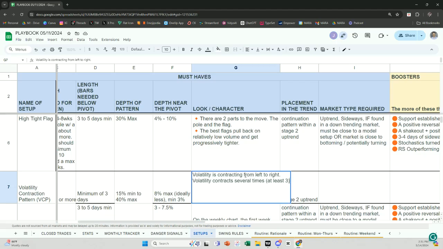Mike, do you have any thoughts on if the depth of the pattern is more than 40%, but it eventually contracts into 40% reasonably, meaning that originally the drop might be 60, but then over a period of time it contracts into 40 and then begins to show all the other characteristics of the VCP?